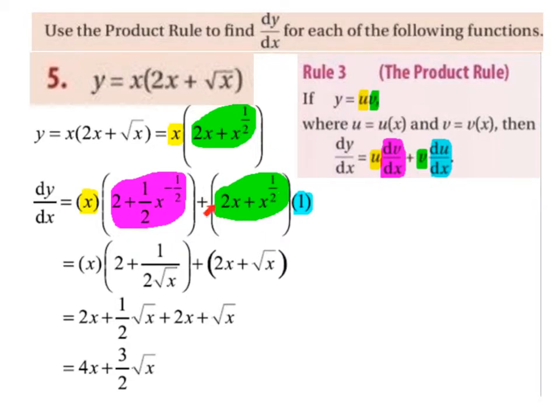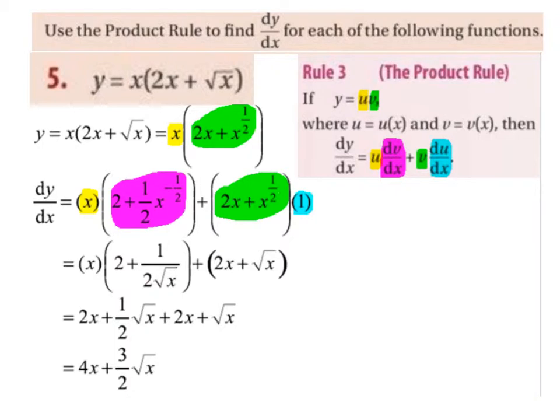Then we've plus v, which is 2x plus x to the power of a half, and that's multiplied by the derivative of u, so du/dx. Since u is x, the derivative is 1. Then we simplify. So we bring down the x and the brackets and the 2. Then a half x to the power of minus a half gives us 1 over 2 root x.